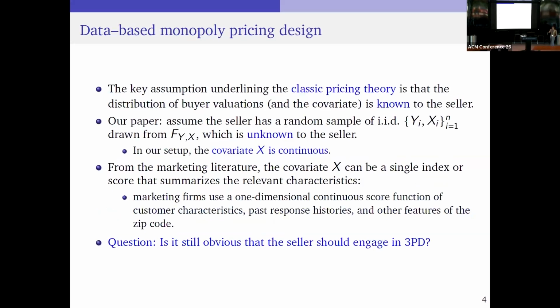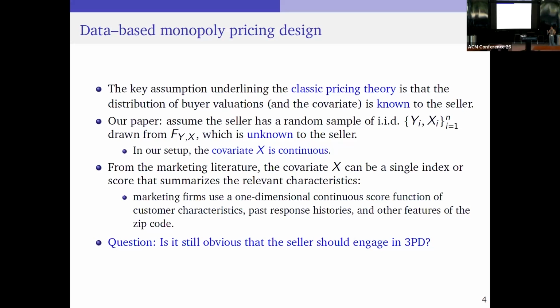I am actually a statistical learning person, so I'm interested in taking this to the data. I've been looking at database monopoly pricing and asking the question: what if the seller does not observe the joint distribution of Y and X, but does have some IID sample drawn from this distribution?